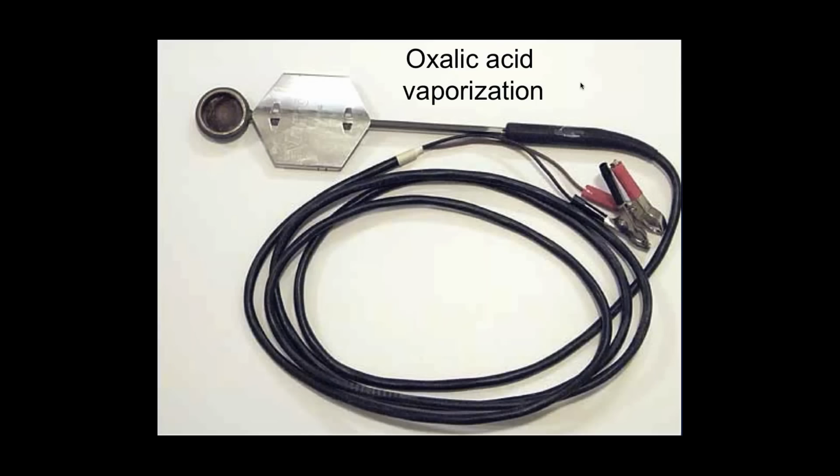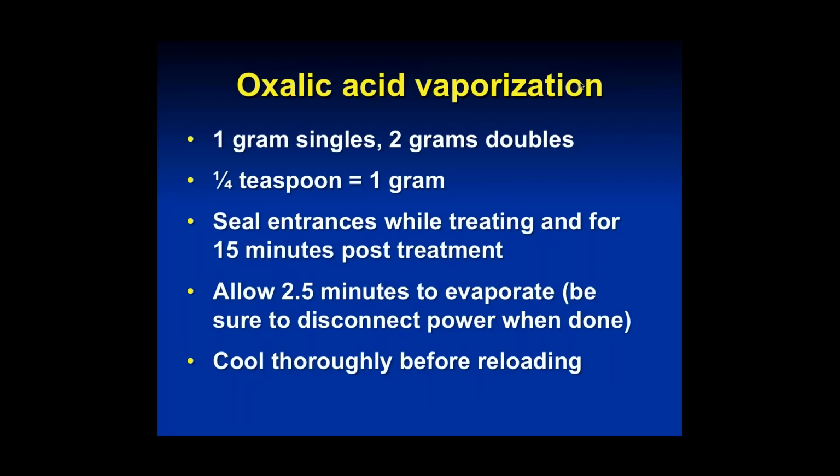You can also apply oxalic acid by vaporization. This is a vaporizer that has a chamber that you put the material in. It has electrical connections that you hook to a 12-volt battery, and it sublimates the material and fumes up into the colony. If you're going to do this, you want to use 1 gram for singles and 2 grams for doubles. If you don't have a gram scale, 1/4 teaspoon is about 1 gram. 1/2 teaspoon would be 2 grams.